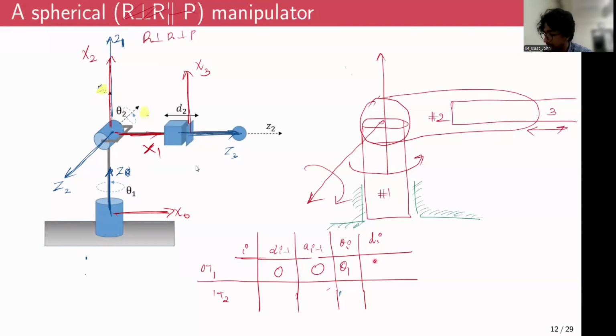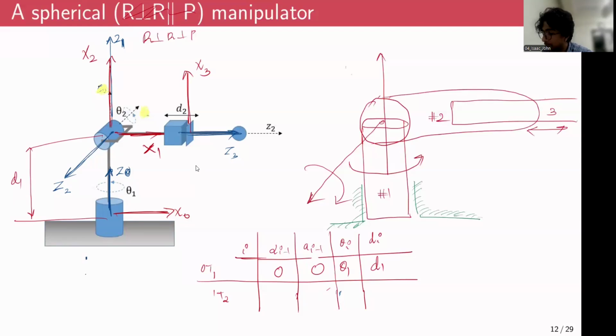And what about d_i? d_i is the distance that you have to move along Z1 so that the perpendicular distance between X1 and X0 can be compensated. So if I call this distance d1, which is the link length, the distance I have to move along Z1 so that the perpendicular distance between X0 and X1 can be compensated is d1, corresponding to that link length.